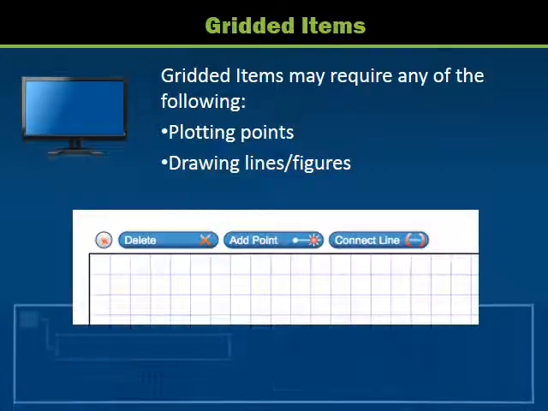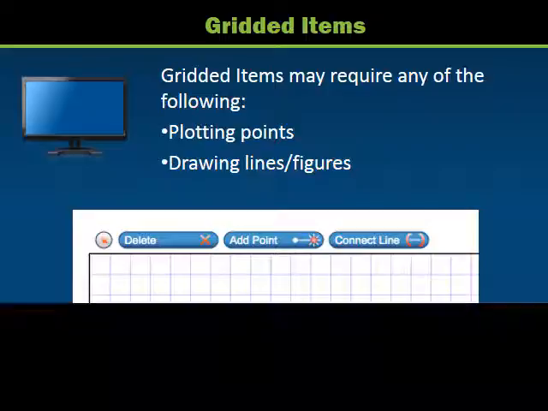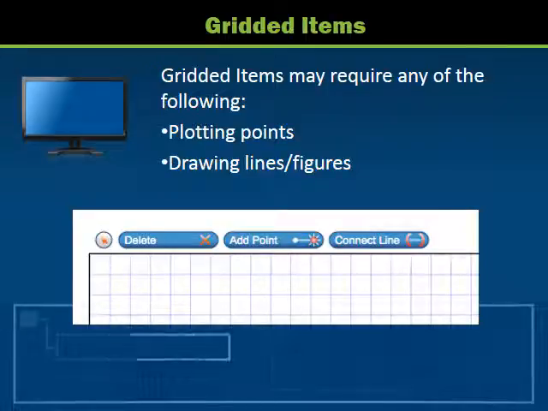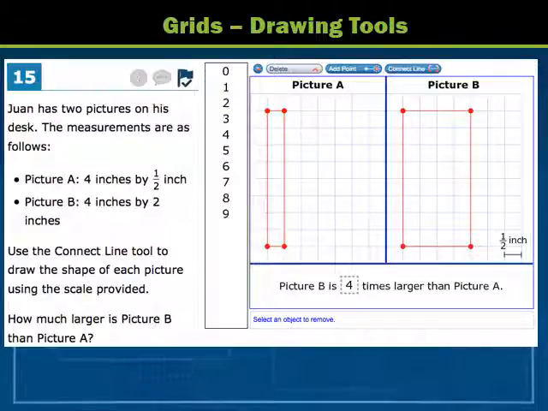Another category of FSA item types are the gridded items. Gridded items will require students to use the tools on the screen to either plot points on a coordinate plane or to use points and lines to create shapes and figures. Here is an example of a gridded item. Students must create and draw on the screen the appropriate rectangles for the problem. They must then use their rectangles to answer a question as well.